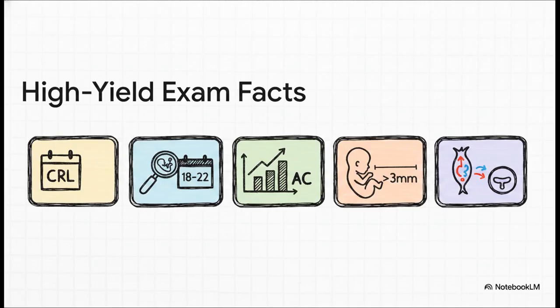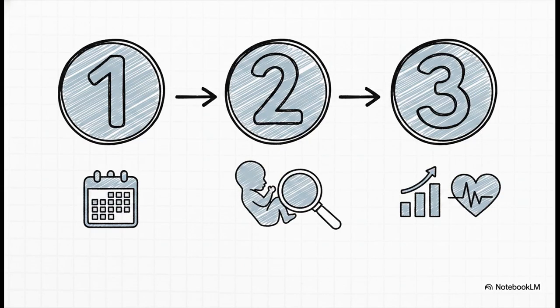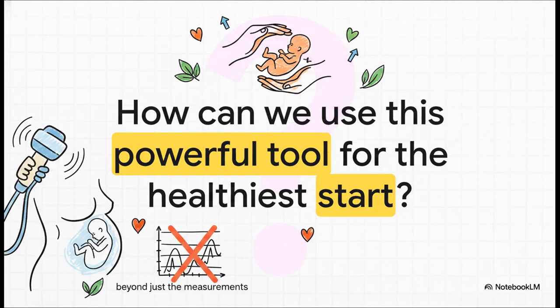Got it? Good. So, if you need to boil it all down to one single, easy-to-remember sentence, here it is. The first trimester is for dating, the second is for anatomy, and the third is for growth and well-being. It's that logical progression through the whole pregnancy. You know, ultrasound gives us this truly incredible window into life before birth. So for us as future doctors, the real question becomes, how do we take this powerful tool, all these measurements and images, and use them with skill and with compassion to ensure the healthiest possible start for every single mother and every single baby?